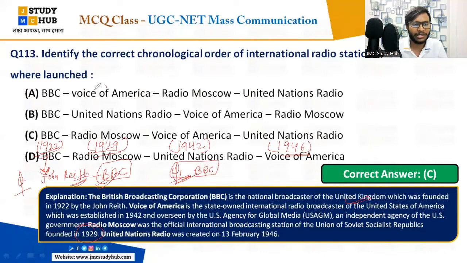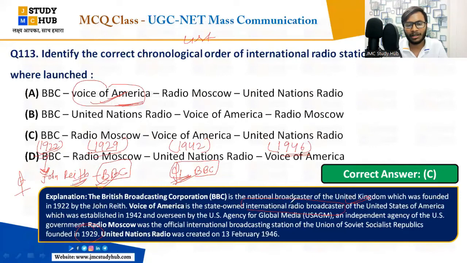So next it is about the Voice of America. It is a state-owned international radio broadcaster. These all are international radio broadcasters. Please remember, if anybody asks you to make a list of the international radio stations, these all four radio stations are the international radio stations.